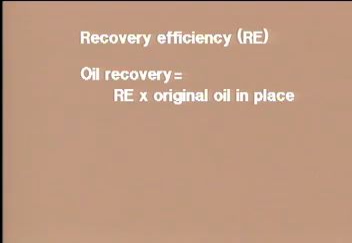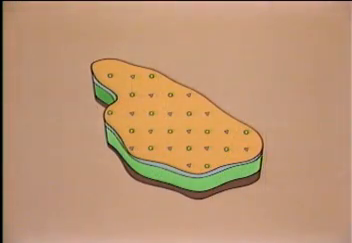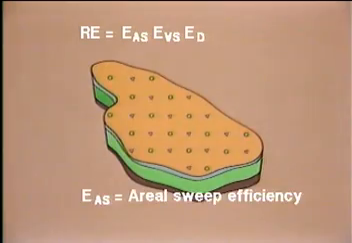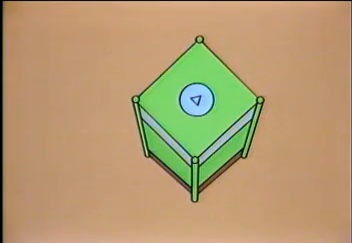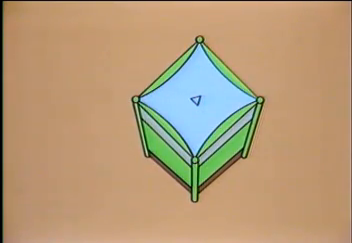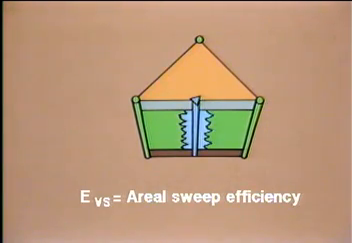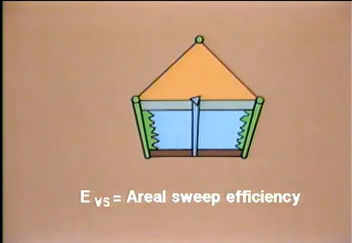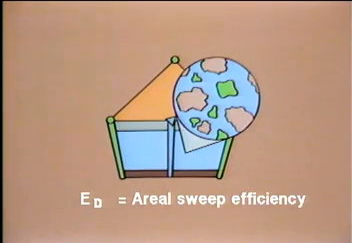Our objective is to estimate the fractional amount of the original oil in place that is ultimately recovered as we inject fluids into injection wells and recover oil from production wells. This fractional amount is the recovery efficiency and has three components: the aerial sweep efficiency, E sub AS, that is, the fractional area of the reservoir that is contacted by the displacing fluid; the vertical sweep efficiency, E sub VS, the fraction of the reservoir's vertical cross-section that is contacted by the displacing fluid; and the displacement efficiency, E sub D, the fractional amount of oil contacted that is actually displaced to a production well.